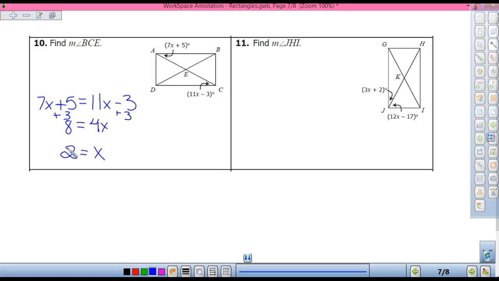Okay, now it wants BCE, so it wants this angle. So which one of those two angles should we find? Well, okay. So if I plug in my 2 here, 22 minus 3 gives me 19, and how am I going to find that? Yep. So 90 minus 19 gives me 71.